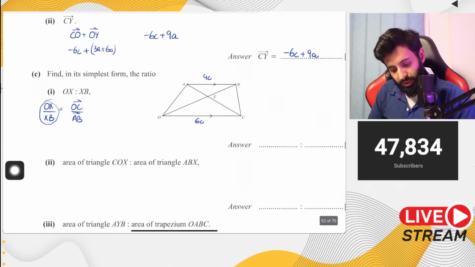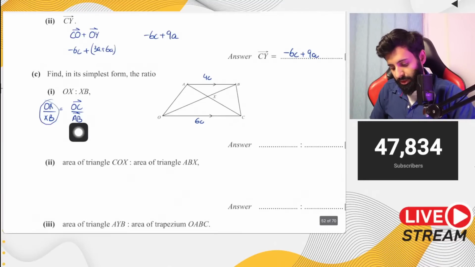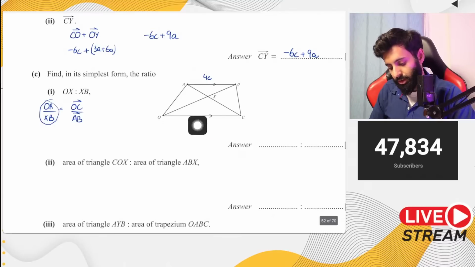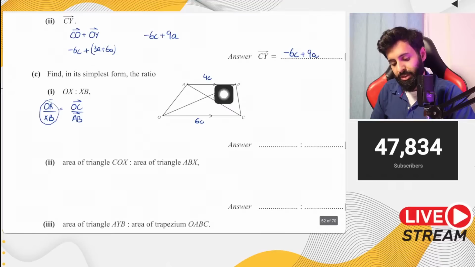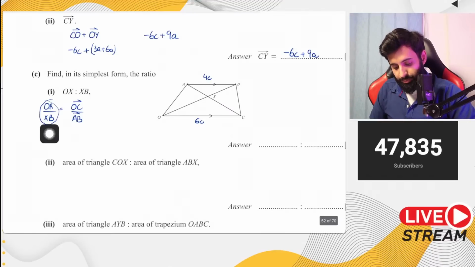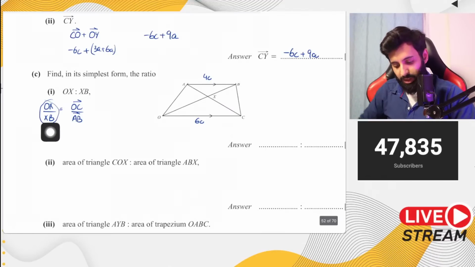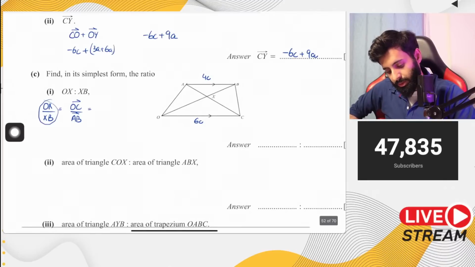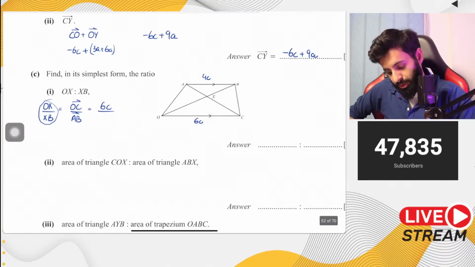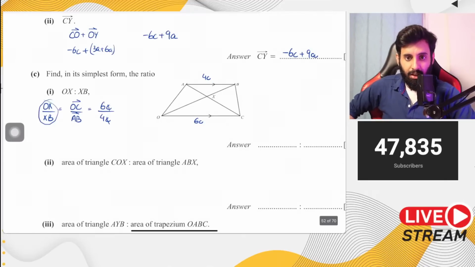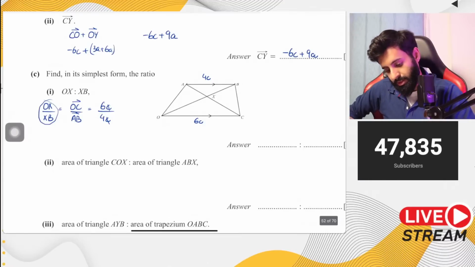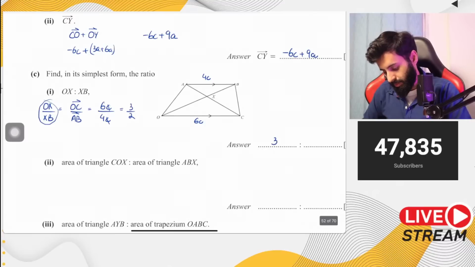So why OC upon AB? Why not AB upon OC? Because OC is the base of the larger triangle, which has length OX, and AB is the base of the smaller triangle, which has XB. So what's OC equal to? OC is equal to 6C. What is AB equal to? AB is equal to 4C. So the C and C get cancelled. What are you left with? You're left with 6 upon 4, which is equal to 3:2. There you go.